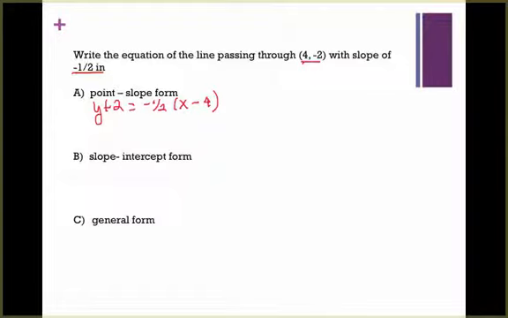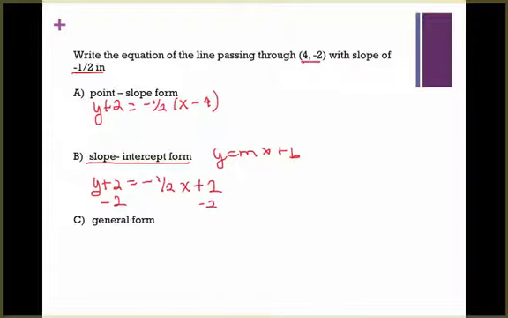Now, in the next part of this problem, we'll just change that over to slope-intercept form. So if we take that equation, let's go ahead and distribute my -1/2 through my parentheses. Well, that gives me -1/2 x plus 2. But remember, slope-intercept form is y equals mx plus b. So I want to get that y by itself, so we're going to subtract a 2 from both sides. And when I do that, I get y equals -1/2 x.